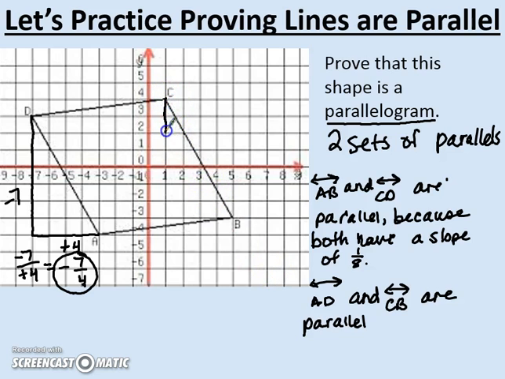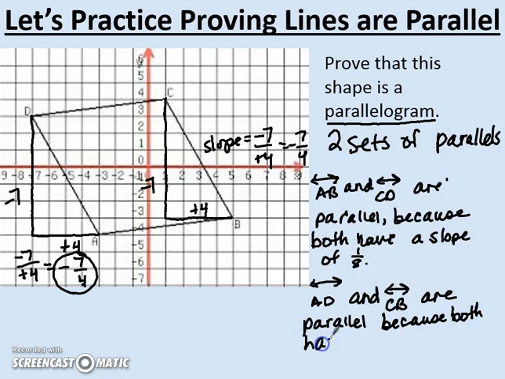I go down 1, 2, 3, 4, 5, 6, 7, so that's negative 7, and over 1, 2, 3, 4, positive 4. So our slope is negative 7 over positive 4, or negative 7/4. So I would go on to say line AD and line CB are parallel because both have a slope of negative 7/4. Now lastly, I'll type my conclusion.